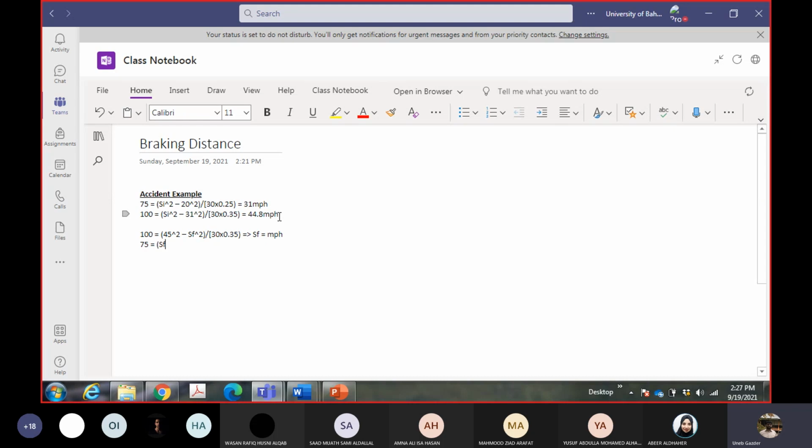Whatever SF you found from there, call it SF dash for the shoulder, and then 30 into 0.2. You can quickly calculate these values and let me know. I will write it here for the others. Otherwise, you have the equation. You just need to insert the values, right? There should not be any problem here.